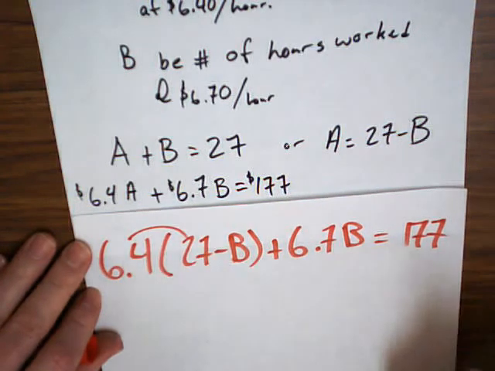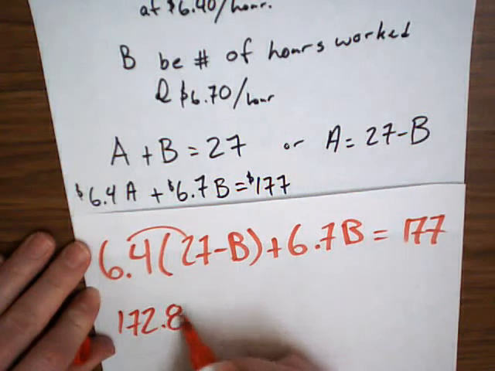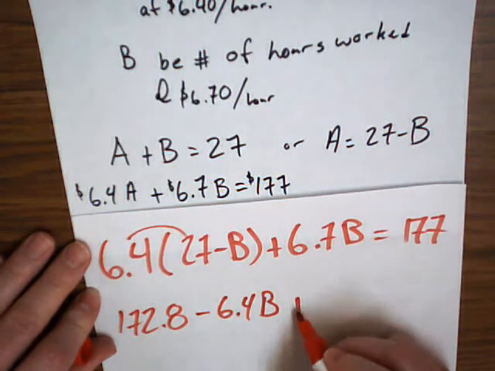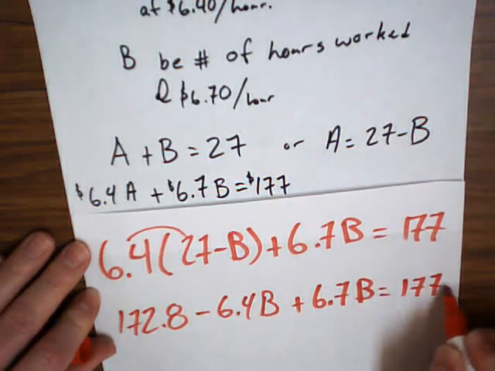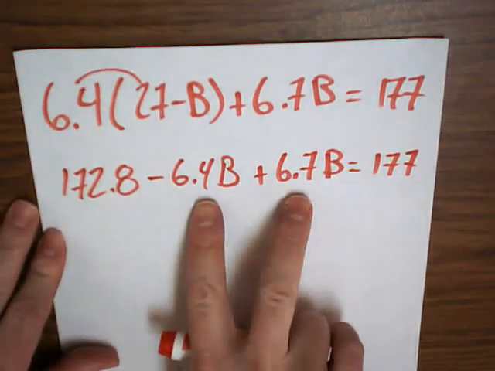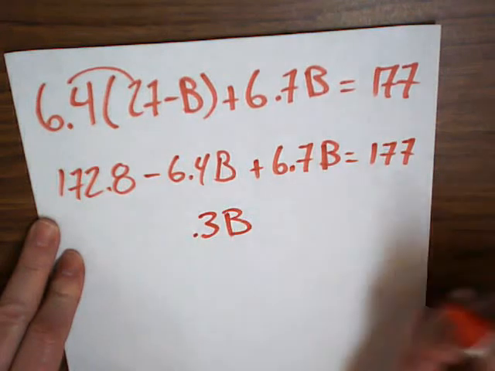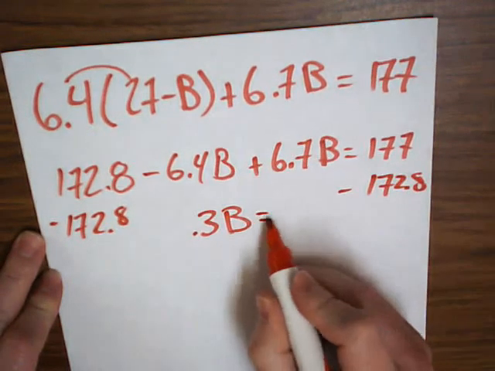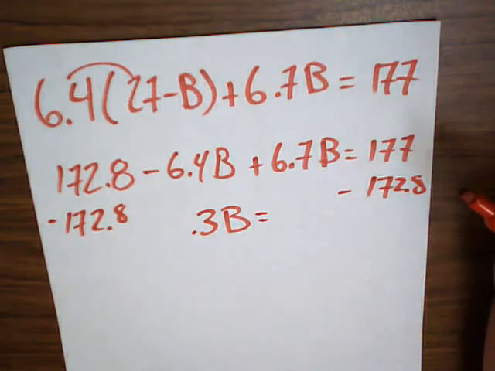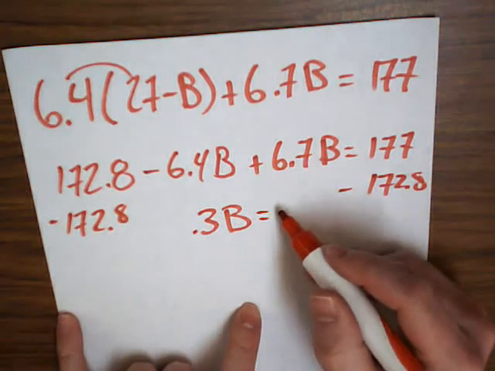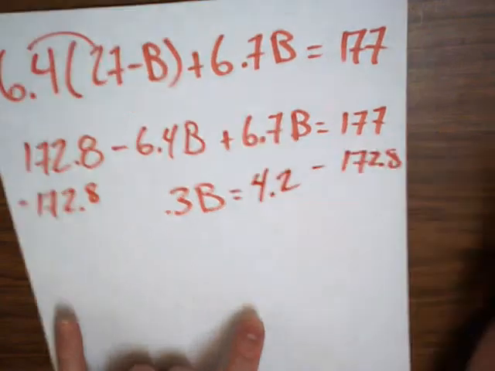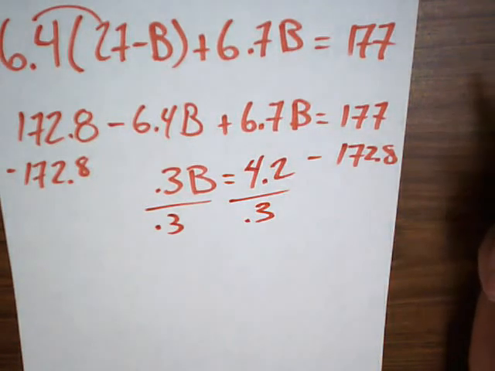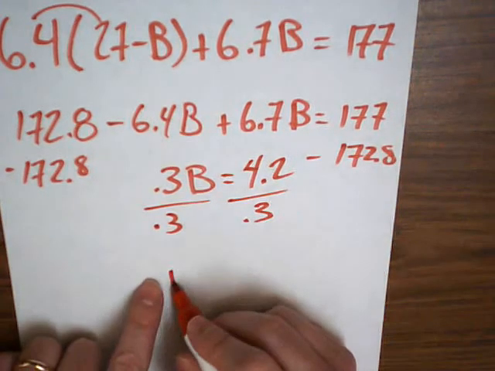So help me out with multiplying here. What do you get? Okay. Everybody else get that? Minus 6.4B plus 6.7B, 177. And these two go together, so that's 0.3B. And I need to subtract off the 172.8, don't I? So what is 177 minus 172.8? 4.2. Then we divide by 0.3. How much? 14. B equals 14.